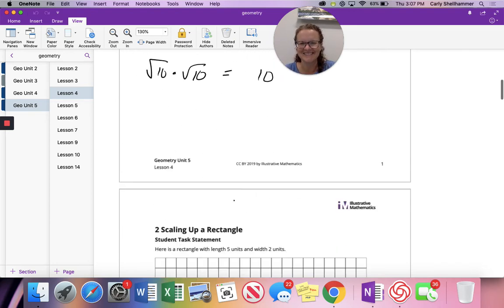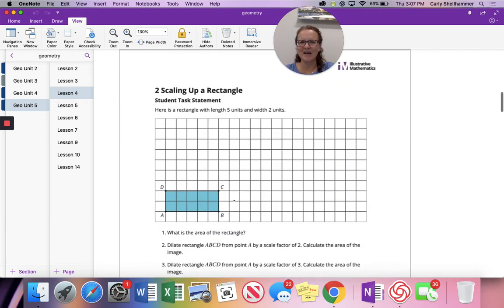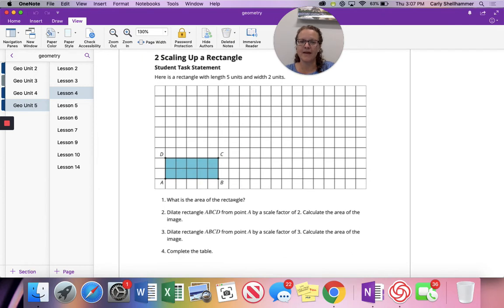Moving on. All right, scaling up a rectangle. Here's a rectangle with length 5 units and width 2 units. What is the area of this rectangle? I have 1, 2, 3, 4, 5 times 2. The area of this rectangle is 10 units squared.